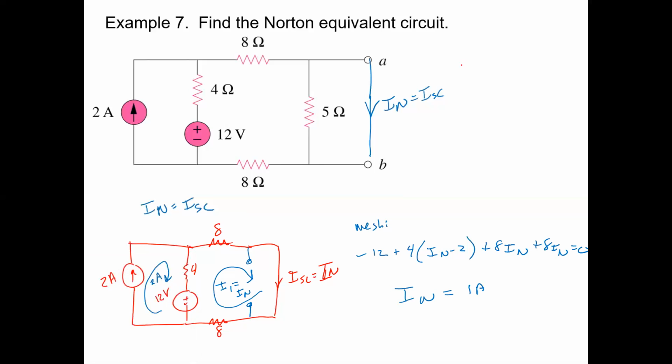Okay, what about R Norton? Well, we turn off all the sources and find the resistance at terminals A, B. So what do you get? Why don't you try calculating that resistance at AB.